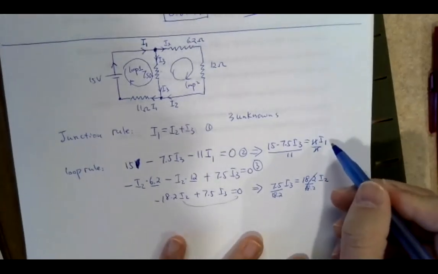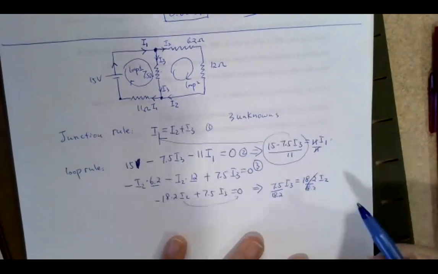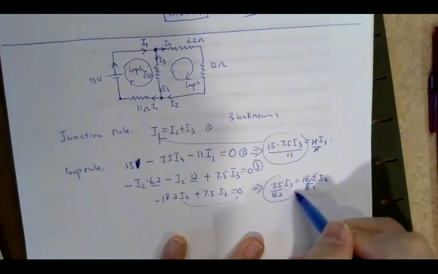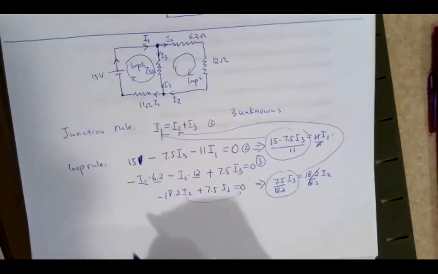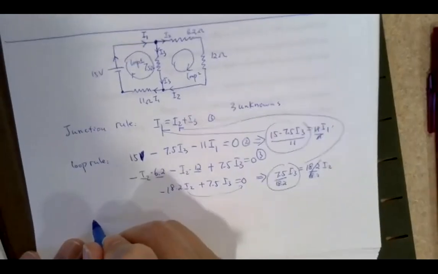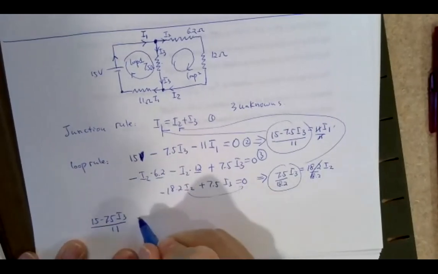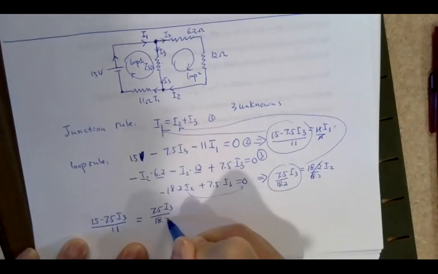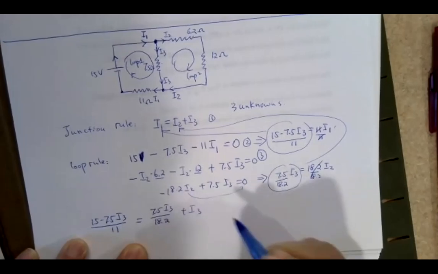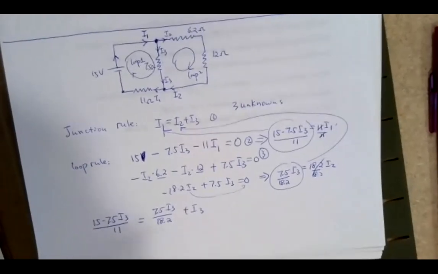Then you can do substitution. You can put this substitution as I1 here, and then this substitution as your I2 over here. So you can write (15 minus 7.5 I3) over 11 as your I1, equals I2, which is this guy, 7.5 I3 over 18.2, plus I3. So you can see now in this equation, you only have I3 as your unknown. So you can solve for your I3.